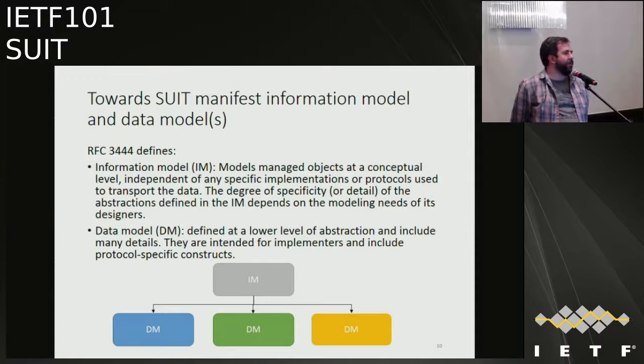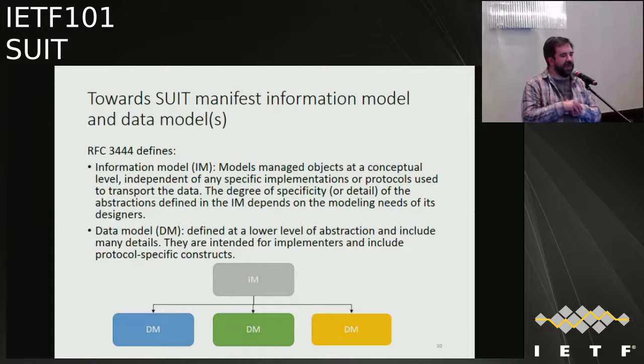Is one allowed, or do you need to have three of them? As well as maybe some abstract typing information, like whether we're talking about strings or numbers. But it's doing that at a level that typically is not implementable. What does do that at that lower implementation level is a data model. So RFC 3444 defines a data model as a lower level of abstraction that includes the implementation details.